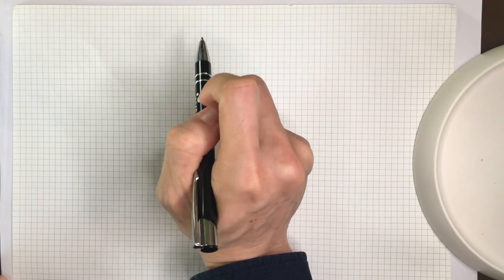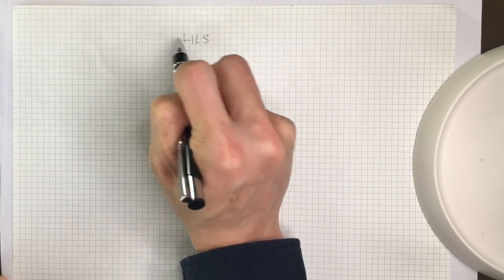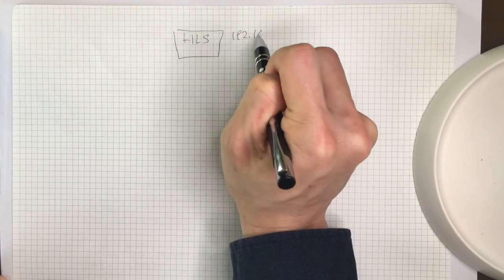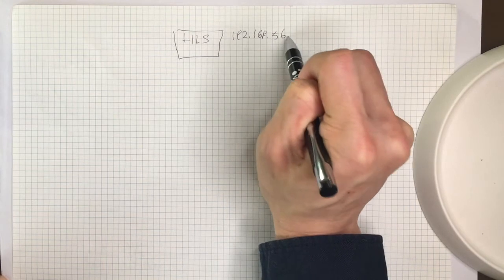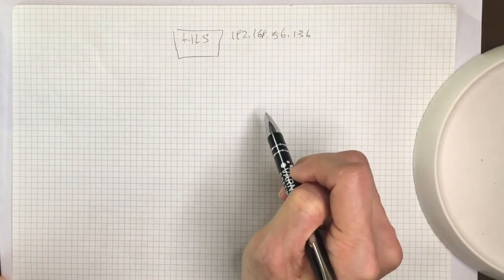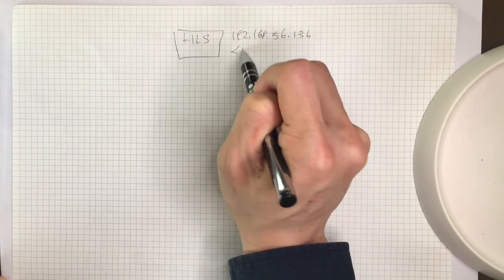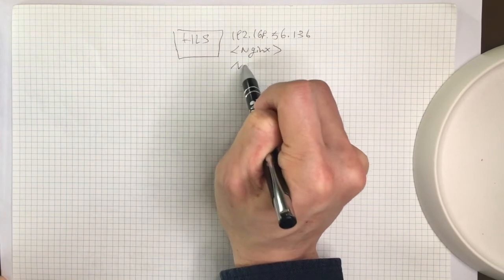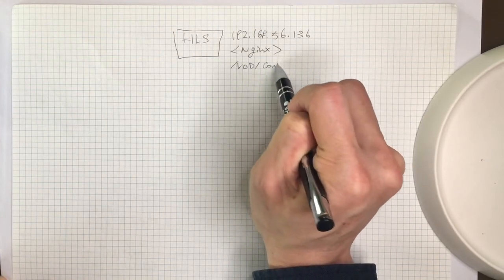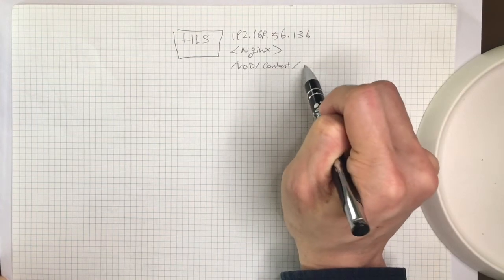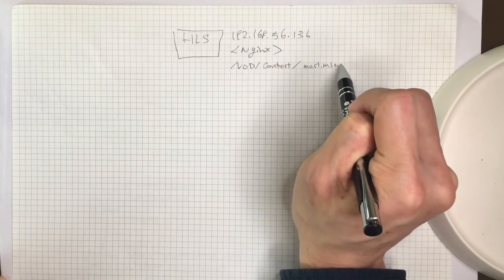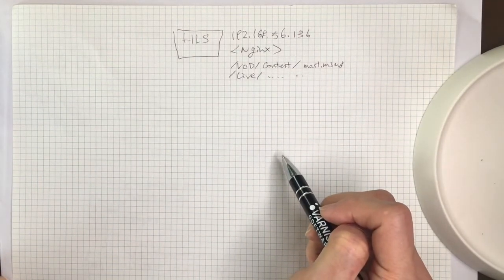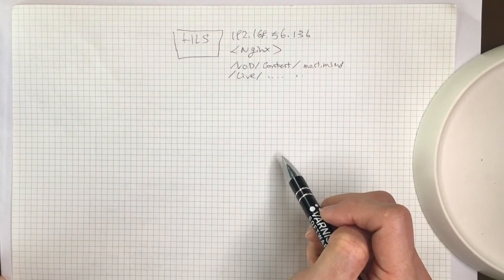Okay, so we need to set up the HLS origin first. And the IP is 192.168.52.136. And it is running Nginx at this moment. And we put the content under /VOD content/master.m3u8, and the live in the live content. So a similar pattern.